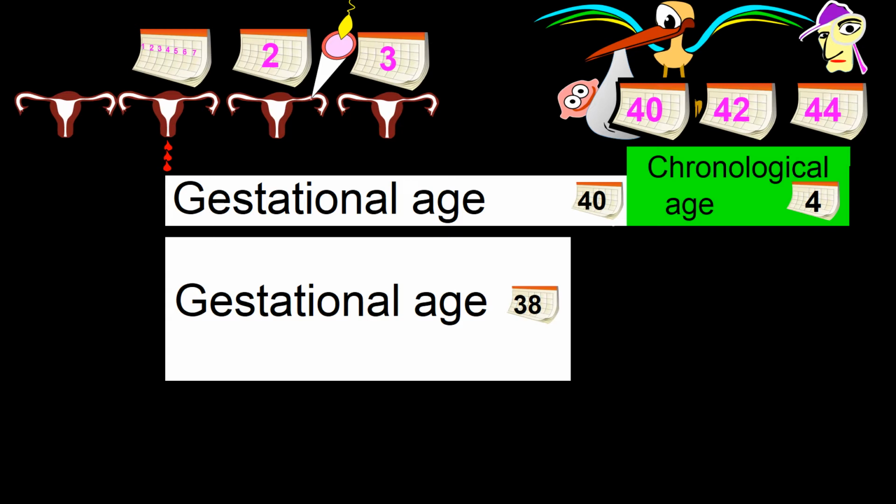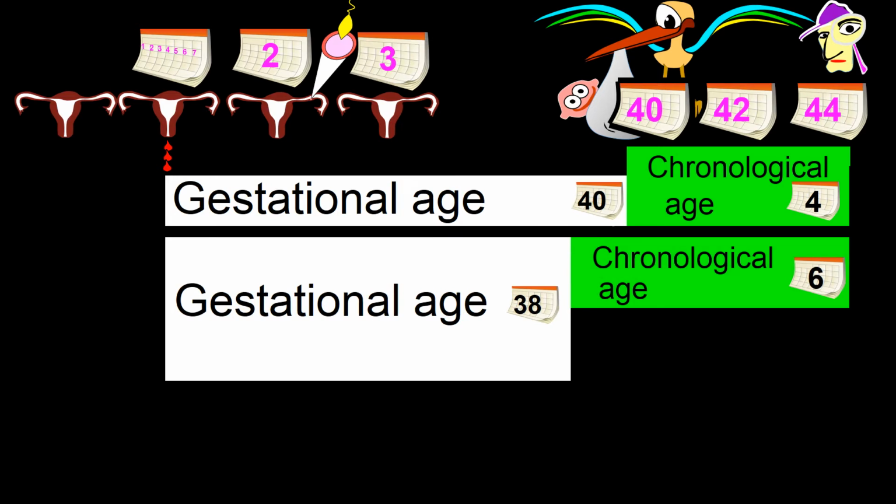But let's say that instead of being born at 40 weeks after the first day of the mother's last menstrual period, the baby is born after 38 weeks. Then we talk about a gestational age of 38 weeks, and at 44 weeks after the first day of the mother's last menstrual period, we talk about a chronological age of 6 weeks.